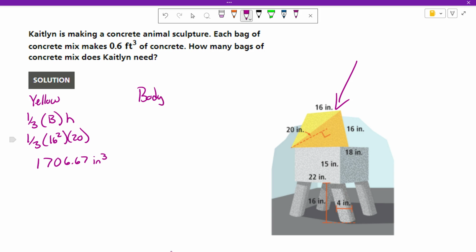which is a prism. So it's the area of the base times the height, or 22 times 18 times 15. So how much concrete is in the body in cubic inches? 5,940.